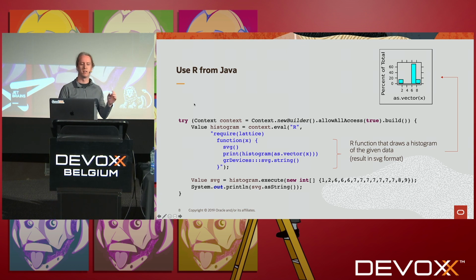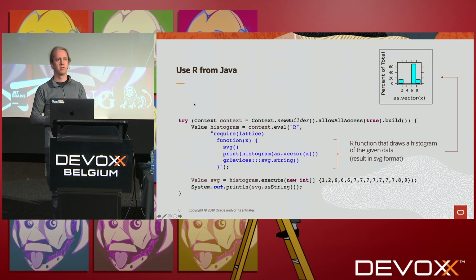So here I'm creating a new polyglot context, as we call it, and I'm using it to run a piece of R code. R is a statistical programming language. It has good support for drawing charts and so on. So I'm using a piece of code with the lattice package here to draw a histogram and turn it into an SVG string, an SVG graphic. And it's as simple as that.